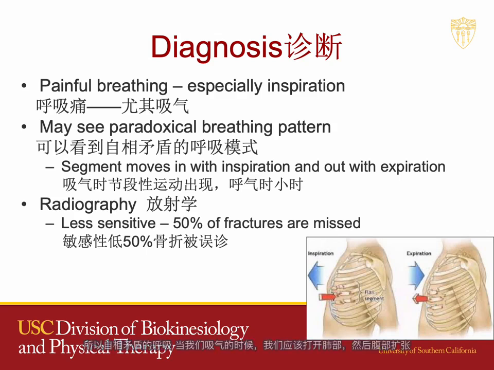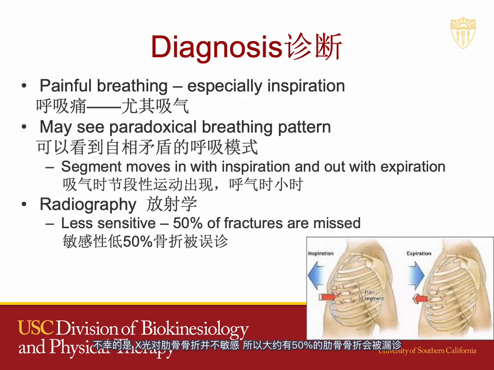You may also see what's called paradoxical breathing. So with paradoxical breathing, when we breathe in, we should open up through the lungs and expand through the stomach. When we breathe out, we should close through the lungs and the stomach. But paradoxical breathing is where the segment moves in. So it does the opposite of what it's supposed to do with inspiration, and it moves out with expiration. So just at the area where there might be a fracture, it's not going to move the same way. It's going to do the opposite of the normal movement.